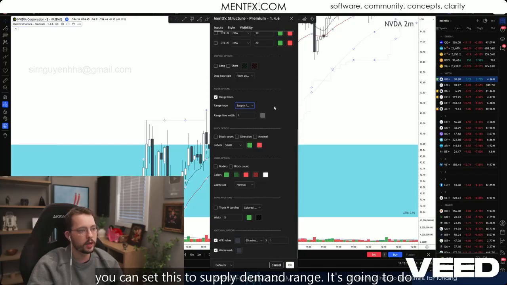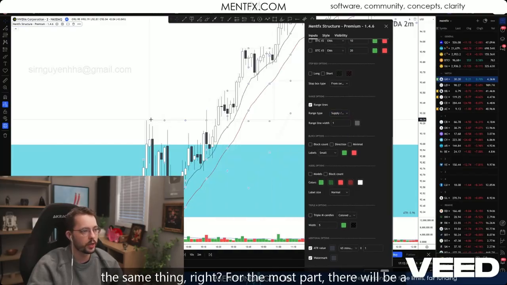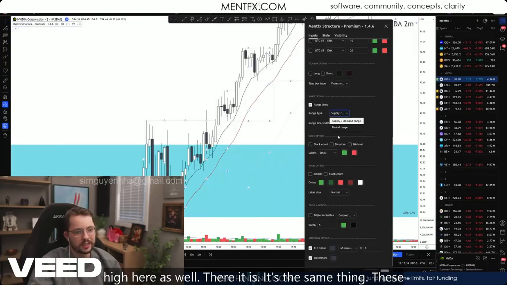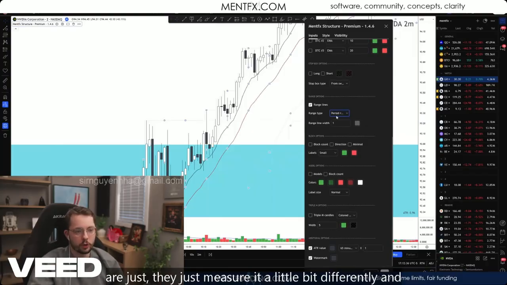And you can set this to supply demand range. It's going to do the same thing, right? For the most part, there will be a high here as well. There it is. It's the same thing. They just measured a little bit differently.